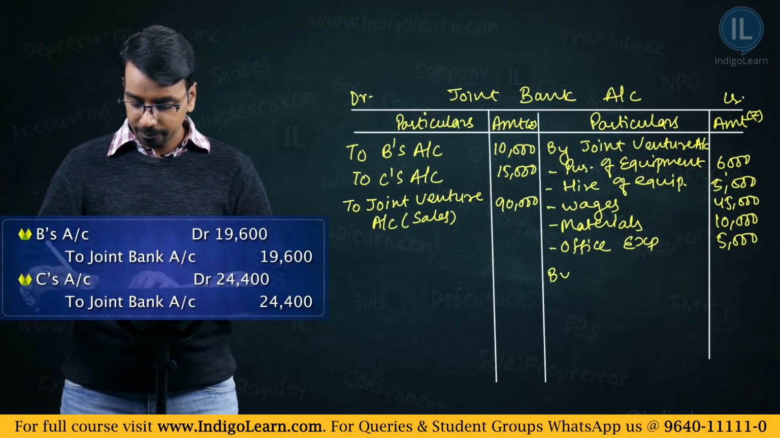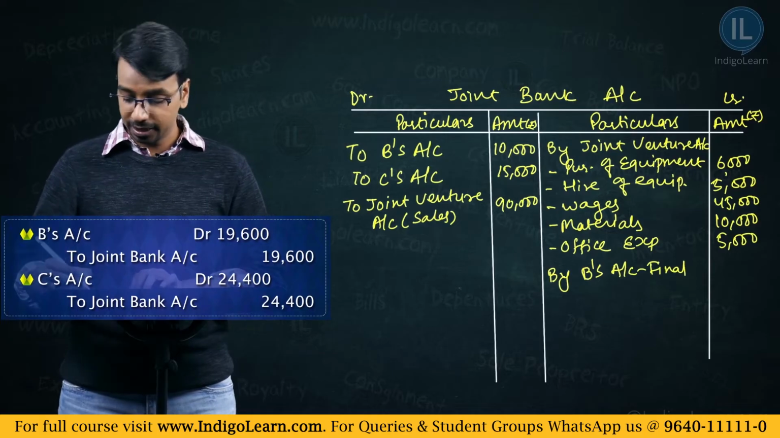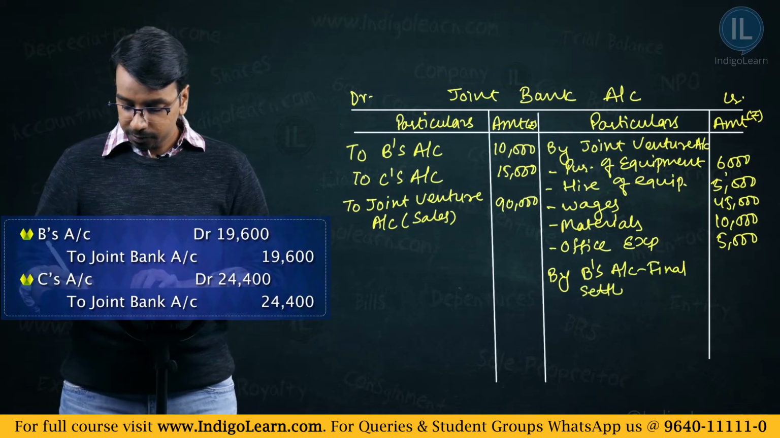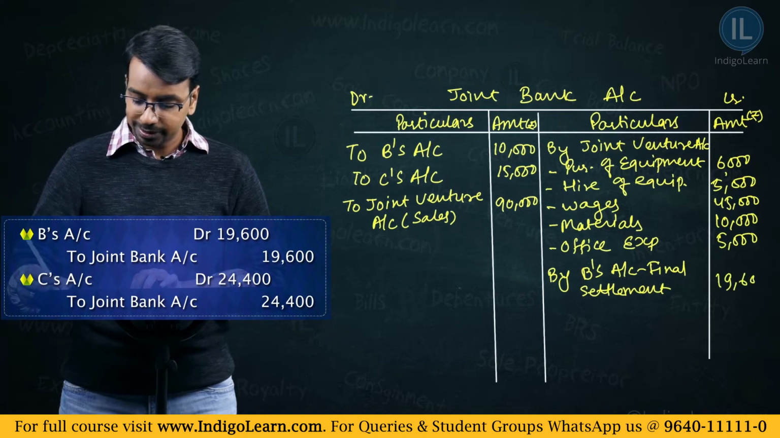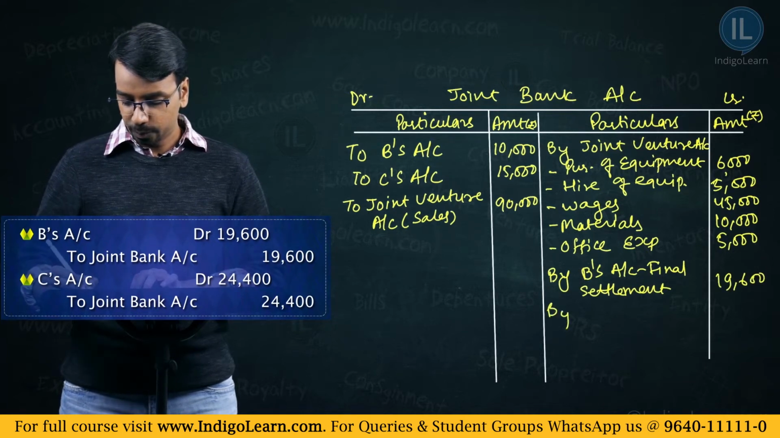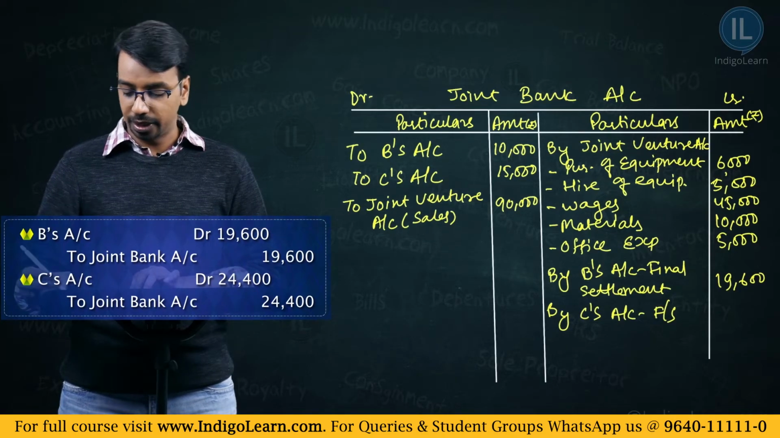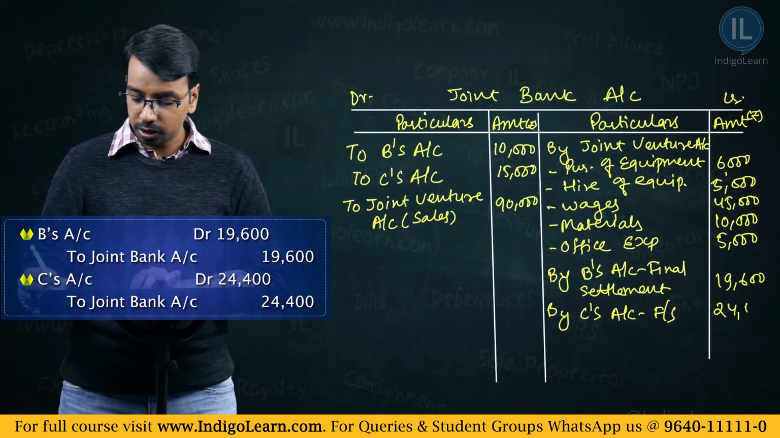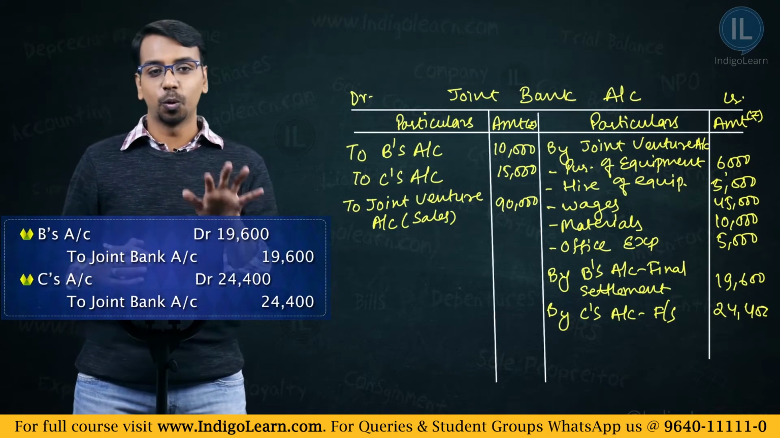So, by B's account, which is the final settlement. How much was that? 19,600. And similarly we have settled C's account also, by C's account final settlement, which is 24,400. Now this is how you would have paid out to the co-venturers.